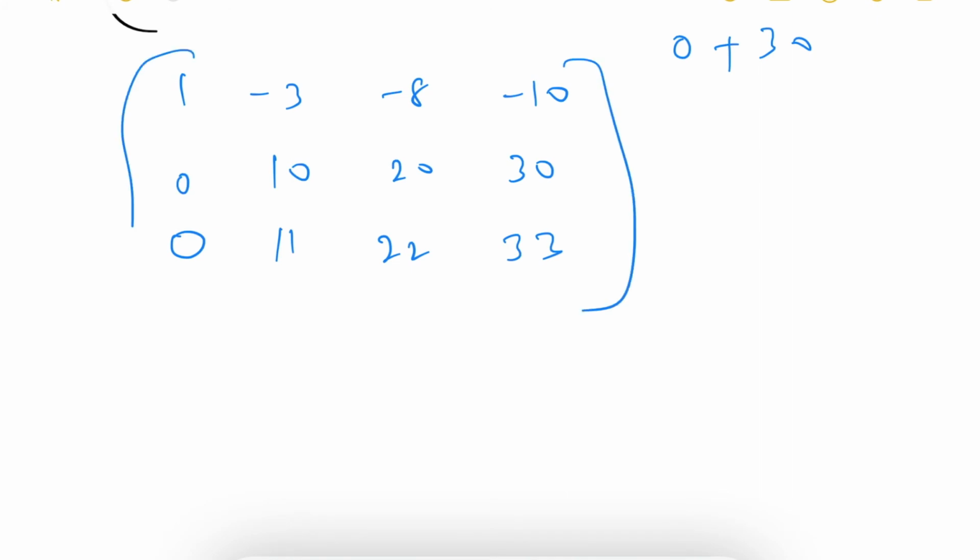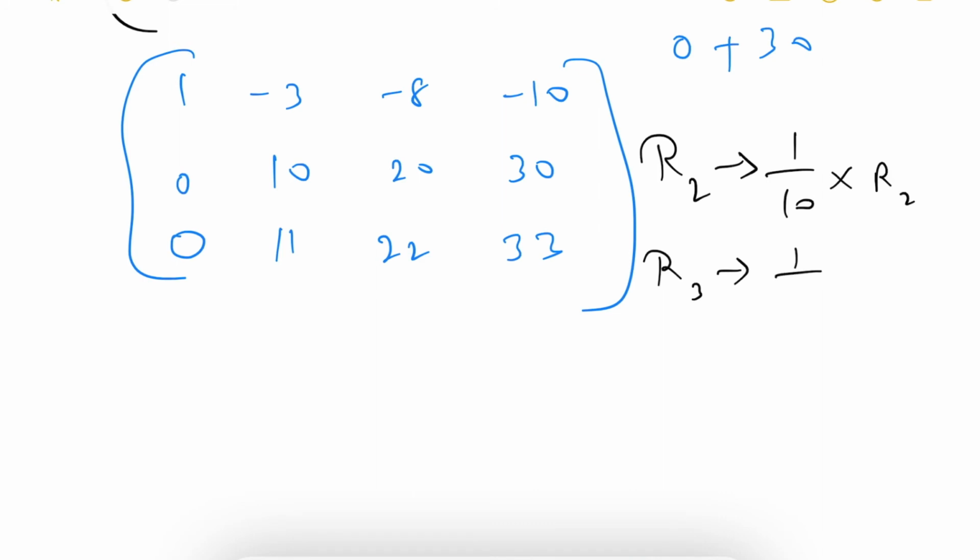Okay, now observe all the rows in this, we will get some kind of logic. That is, if you observe the third row clearly as well as second row clearly, second row is 10 multiples, 10 ones are 10, 10 twos are 20, 10 threes are 30. At the same way, third row if you observe 11 ones are 11, 11 twos are 22, 11 threes are 33. So what I will do is row 2 completely I will multiply with 1 by 10. 1 by 10 into row 2. The same way row 3 I will multiply with completely 1 by 11.